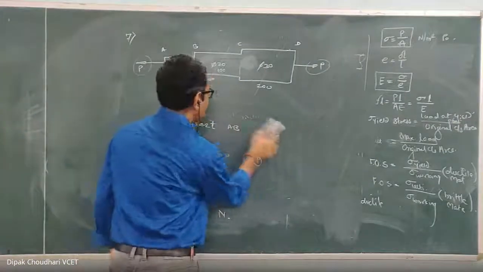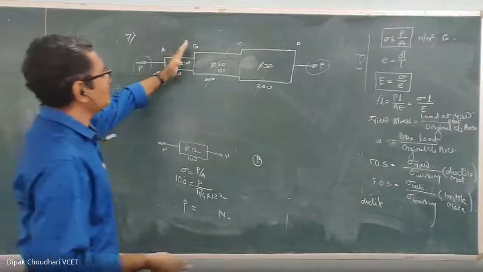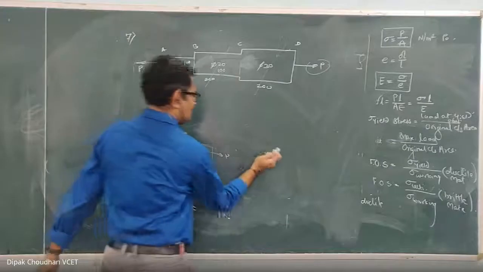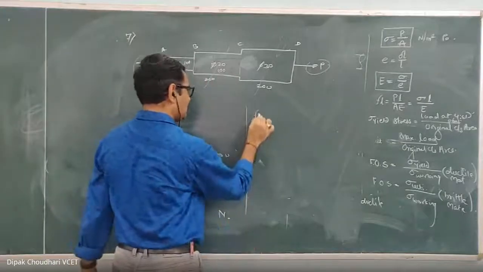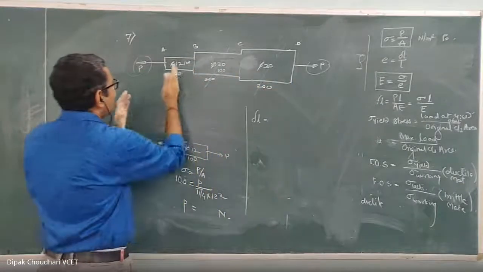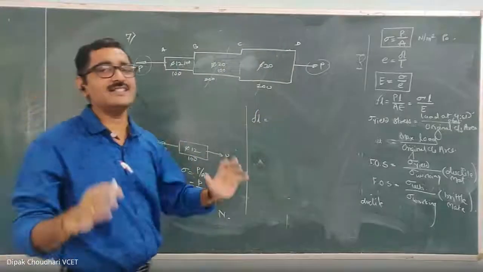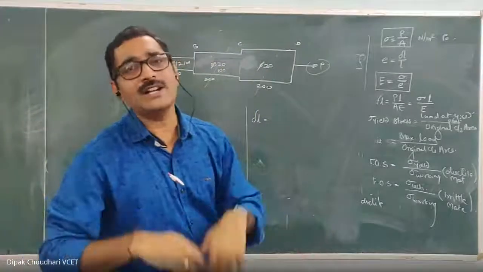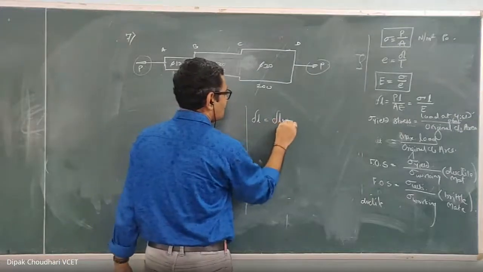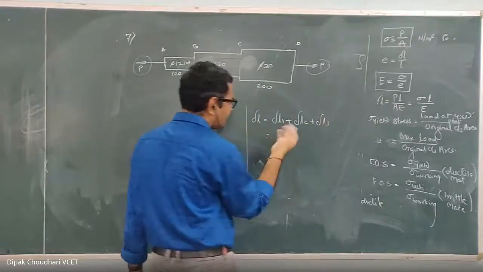Now, in all the three parts, I am not drawing a separate FBD because the axial force is the same, which is P, which we have calculated. Now we have to calculate the total deformation, the total elongation. Delta L equals... All the three parts are subjected to the same axial force, which is tensile in nature. Since it is tensile, all the three parts will get elongated. So the total deformation equals the deformation of part 1 plus part 2 plus part 3. In fact, all three are elongations.